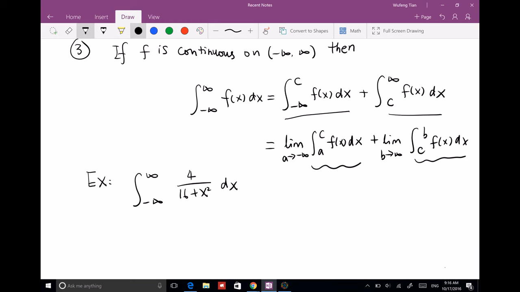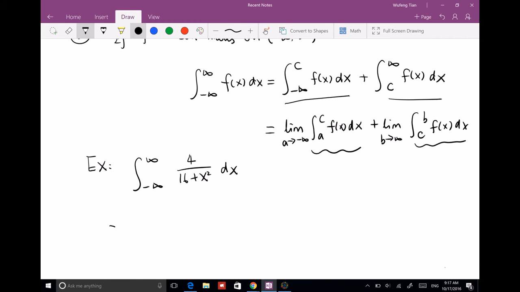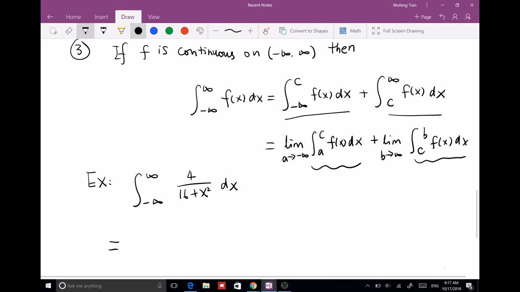Negative infinity to positive infinity, 4 over 16 plus x squared dx. Okay, so since we have negative infinity and positive infinity here, we can break down the integral from negative infinity to positive infinity into negative infinity to which number? Can you tell me a middle number between negative infinity and positive infinity? Can anyone tell me a middle point? 0. 0, very good. Thank you very much.